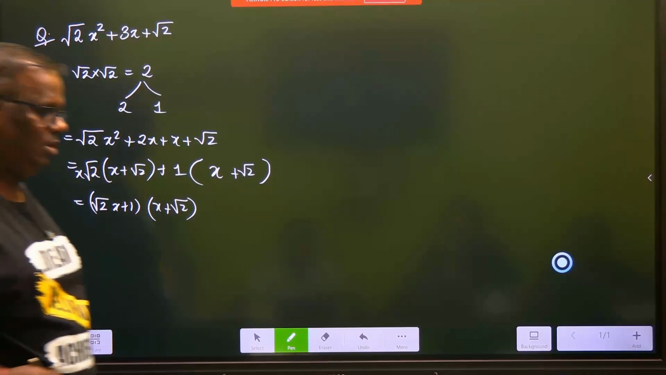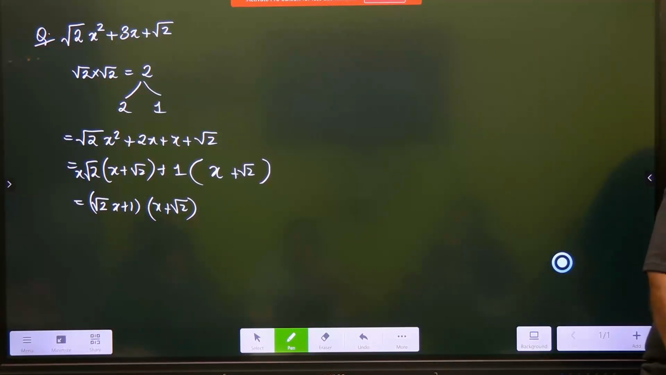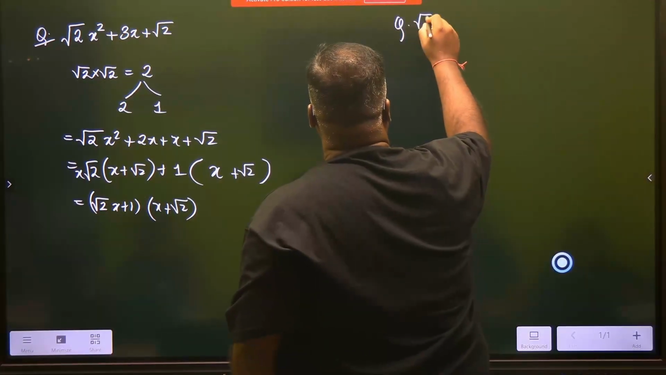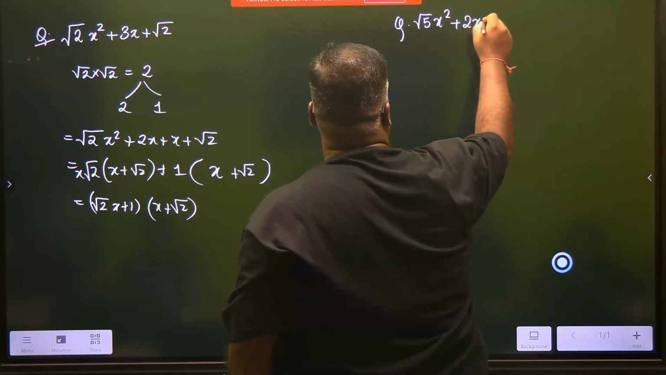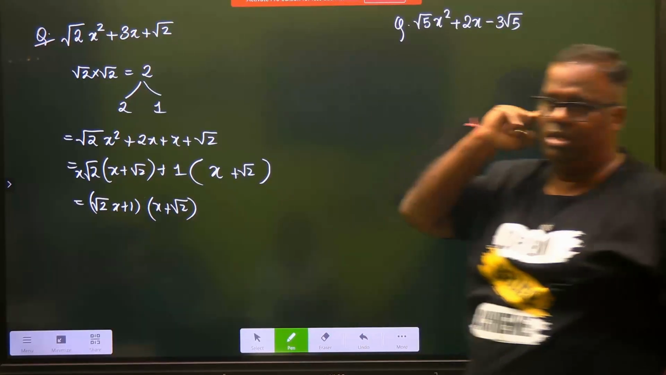This was quite easy. Riyansh, find one problem which has got a minus or something built in. Yeah, you tell me. Okay. Riyansh says root 5x square, go ahead, beta, plus 2x minus 3 root 5. Once you have copied this, I'll do this problem. Okay.